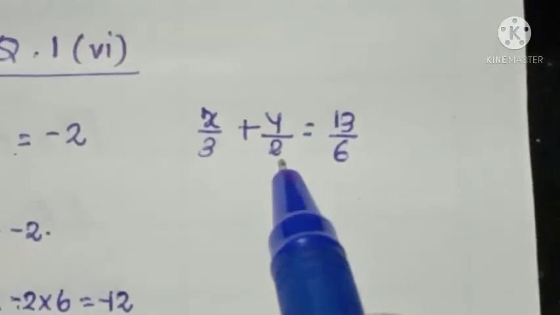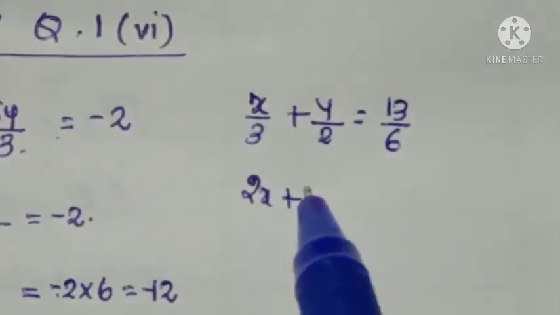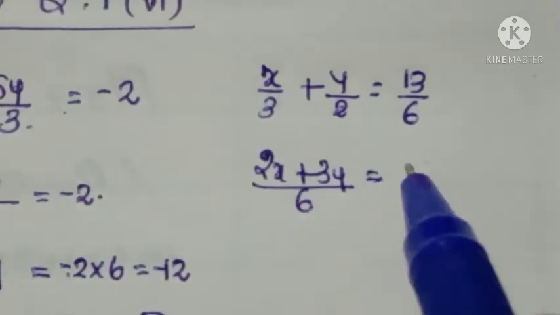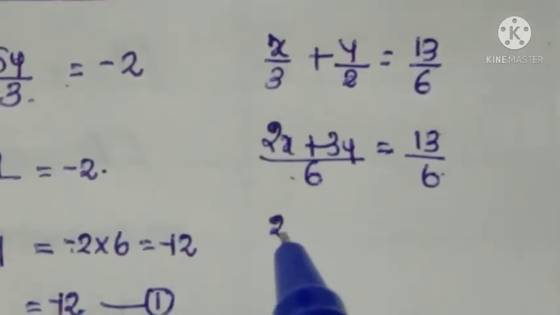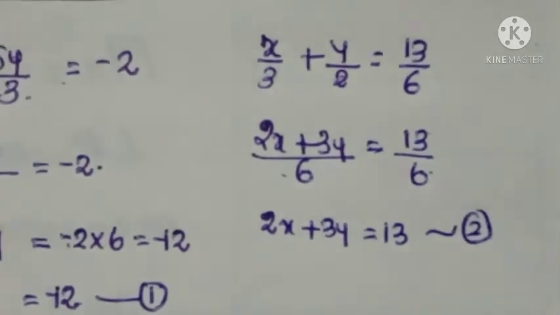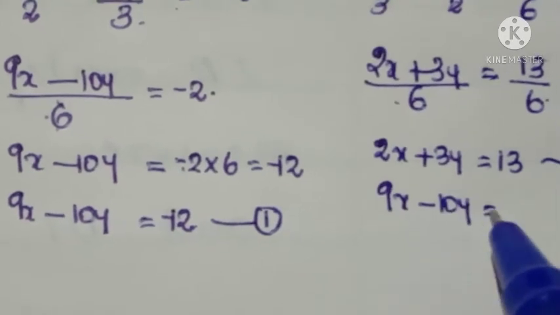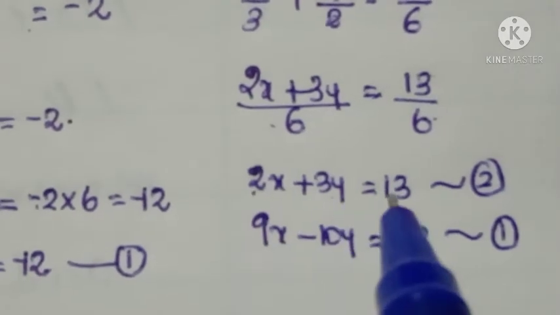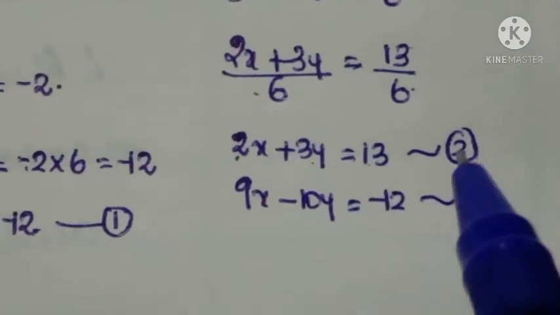Similarly, take the cross multiplication. 2 into x, 2x, plus y into 3, 3y, is equal to 13 by 6. Here we can cancel these 6. So 2x plus 3y is equal to 13. That is our equation 2. So we have equation 1, 9x minus 10y is equal to minus 12, and equation 2, 2x plus 3y is equal to 13.